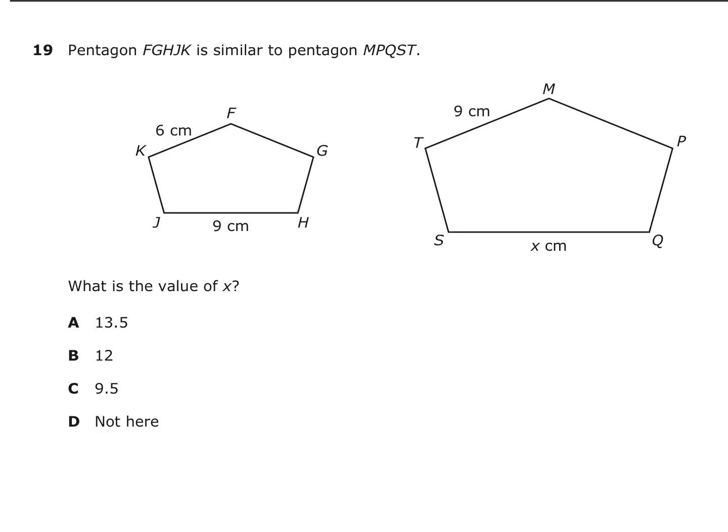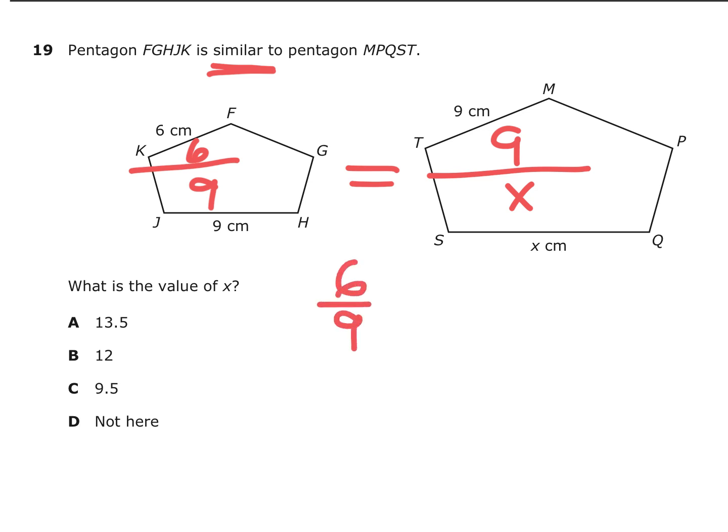For number 19, a pentagon FGHJK is similar to a larger pentagon MPQST. So they're similar. So whenever you see similar, that means that they're going to be proportional. So we're going to have a proportion here. 6 is to 9 as 9 is to x. 6 over 9 is equal to 9 over x.